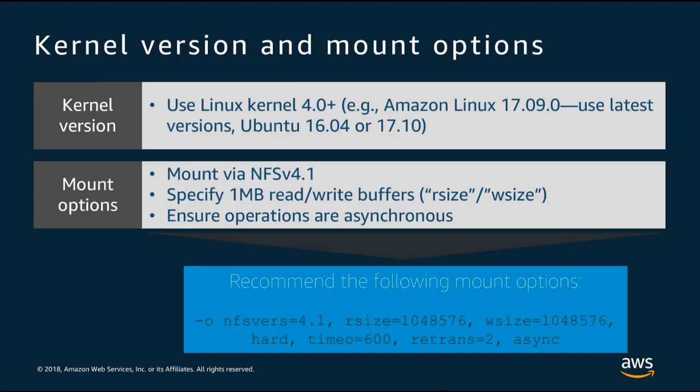There are a number of mount options that you can use to mount NFS systems. We do recommend using our default mount options. We recommend Linux kernel 4 or higher, and we recommend NFS client 4.1 for best performance. We recommend the 1 megabyte read and write buffer size. In other words, the maximum size of the chunks of data that the client and server pass back and forth to each other. This is the default for most modern kernels, but it's helpful to specify them explicitly just in case. And you can see here the other options that we provide.